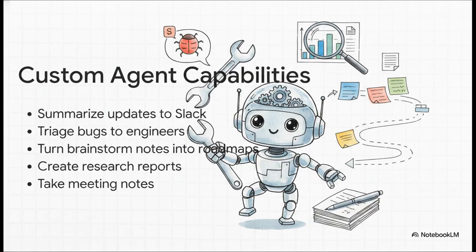Need to send a weekly update? The AI can summarize your project updates and automatically push them to Slack. Dealing with an influx of IT issues? Your custom agent can instantly triage bugs to the correct engineers as soon as they're flagged. But my personal favorite? Letting the AI turn your messy, chaotic brainstorm sticky notes into a beautiful, actionable roadmap, or effortlessly crafting polished research reports from raw customer feedback. You can even have it automatically take, summarize, and generate action items for your meeting notes. It's all about letting the AI do the heavy lifting so you can focus on the real strategic work.